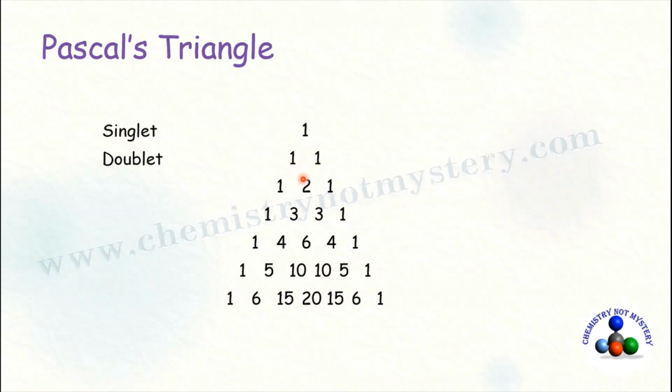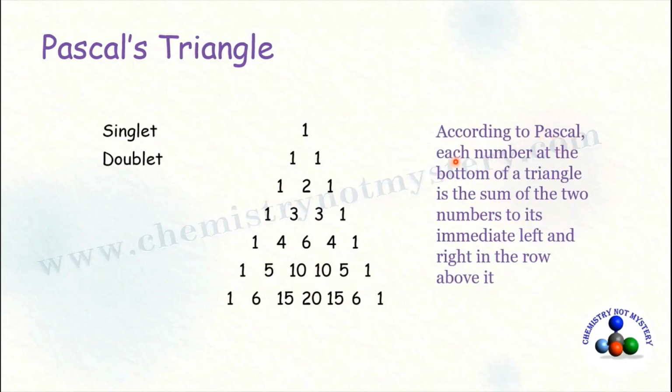But you don't have to remember these numbers in the Pascal's triangle. According to Pascal, each number at the bottom of the triangle is the sum of two numbers to its immediate right and left present in the row above it. For example here, 1 plus 1 is equal to 2. So that's why for the triplet, intensity of peak will be 1:2:1.